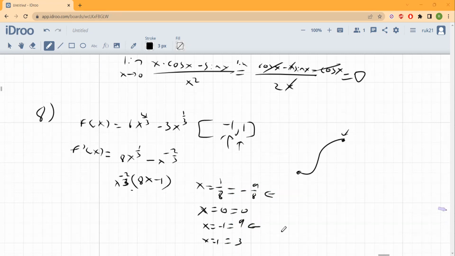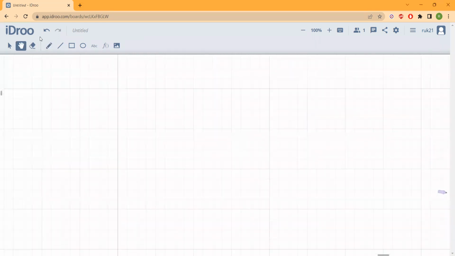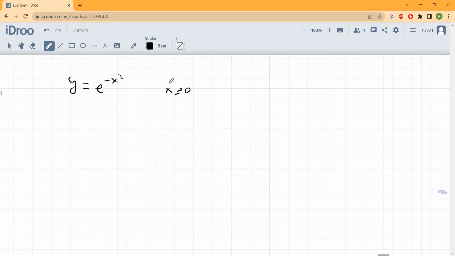So let's go on to the next question, which is 9. A certain roller coaster is in the shape of the curve y equals e to the negative x squared, where x is greater than or equal to 0. The most exciting moment is the point where the slope is the steepest. At which point (x, y) on the track does this occur? So let's look at this. Just before we start, we are looking for the moment where the slope is the steepest.